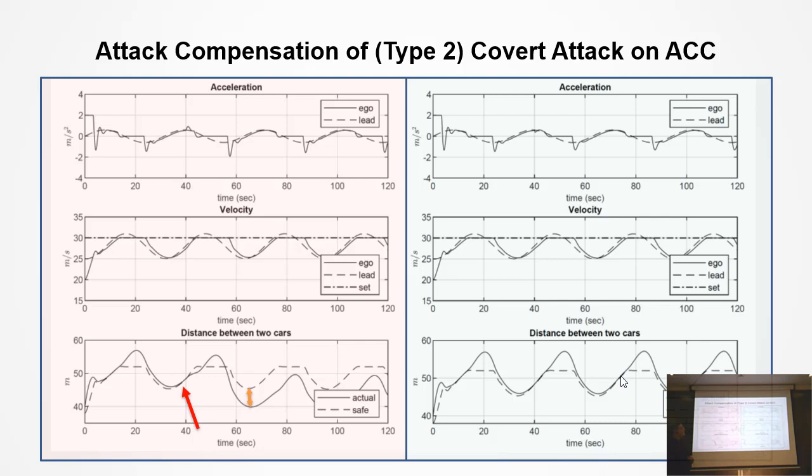Again, in the second attack scenario, the attacker changes the reference for the safe distance and manages to bring the solid line, which is the actual distance between the two cars, below the safe distance, which is the dashed line here. With the attack detection and compensation model that we prescribed, we can maintain the safe distance.